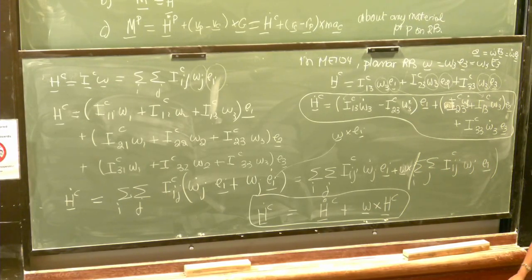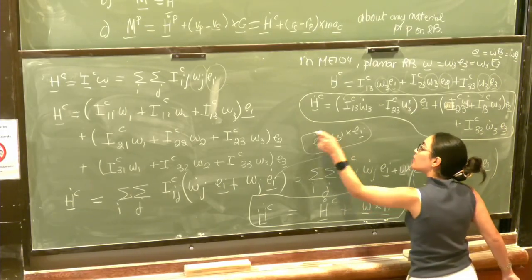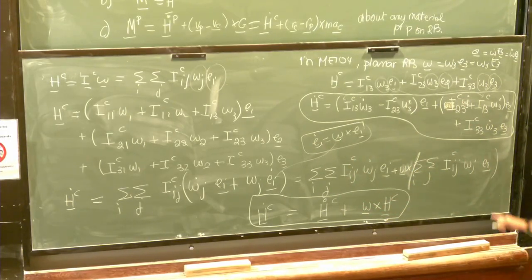So I did skip a step there. The step I skipped is taking the derivative using the product rule and replacing Ei dot by omega cross Ei, where omega is this. So if you do the calculations, you should get the same answer.